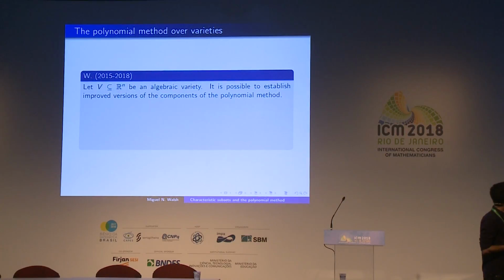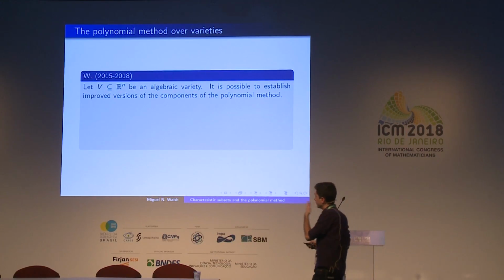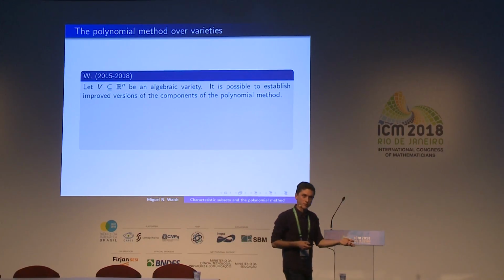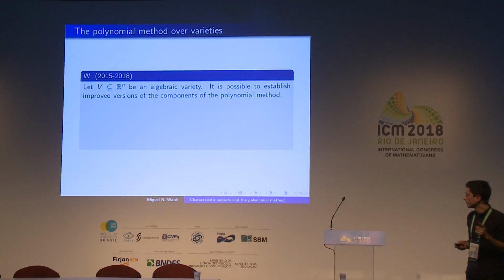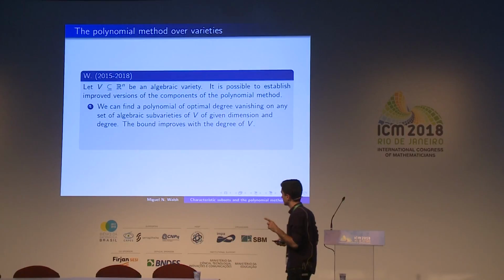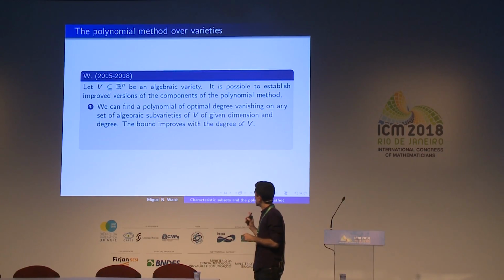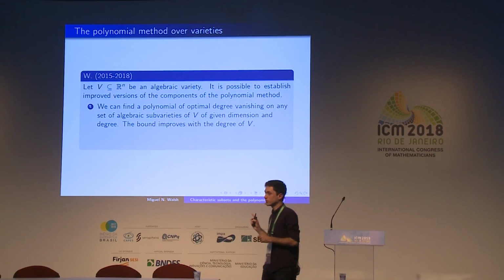It is possible to establish improved versions of the components of the polynomial method. So for example, the very first thing we saw is Siegel's lemma. To obtain a version of Siegel's lemma on a variety, that's easy. In applications, it turns out you don't only want that. You don't want to deal with just points, but general subvarieties. So the first result that one can establish is that we can find a polynomial of optimal degree vanishing on any set of algebraic subvarieties of B of given dimension and degree, and this bound improves with the degree of B.